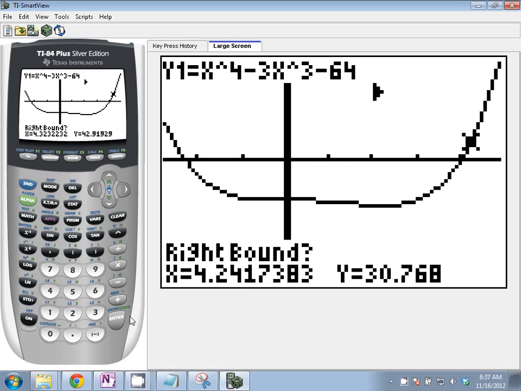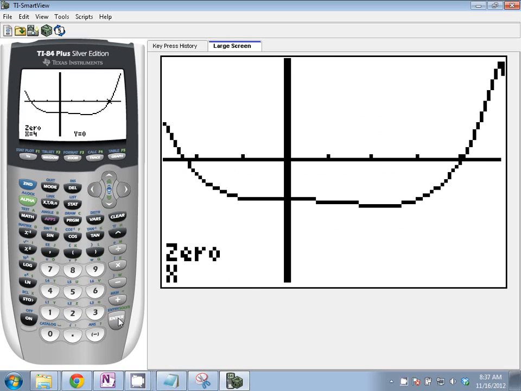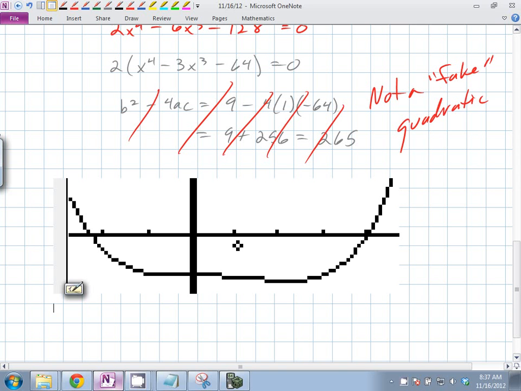And now it's going to go off the screen and redraw it. Okay, great. Now, where's the guess? Let's put the guess right there. 4. 4. What does that tell us about this polynomial? It's nicely factorable.